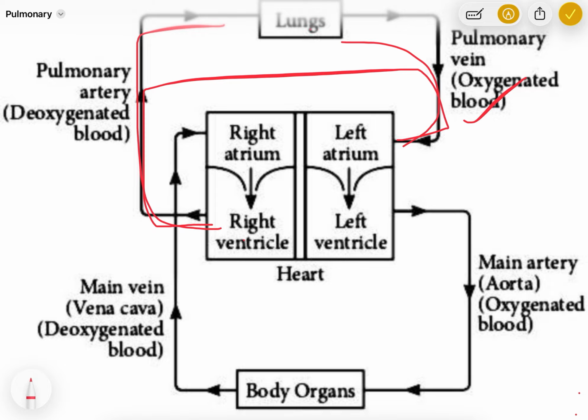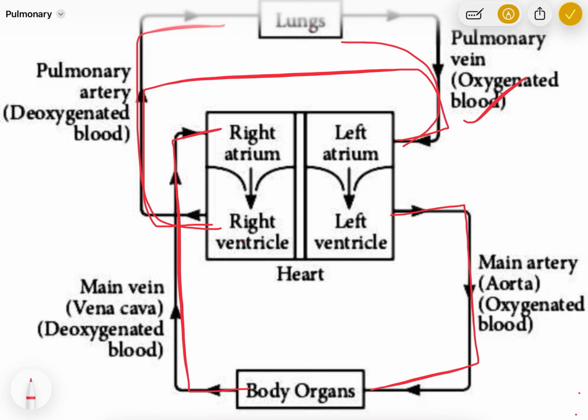Next is systemic circulation. So what is systemic circulation? To carry this oxygenated blood from the left ventricle to the body parts and then to the right atrium. This circulation we call systemic circulation. What is the function of systemic circulation? Oxygen-rich blood is supplied to the body parts, and the carbon dioxide blood is collected and given back to the heart. So done. These are the two main circulations.